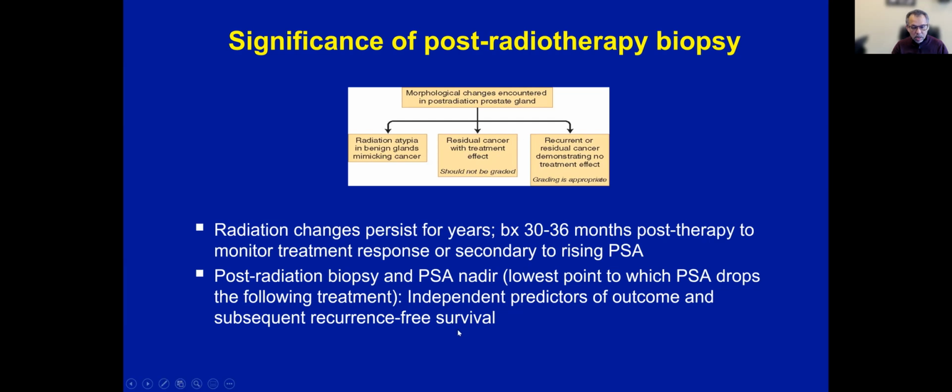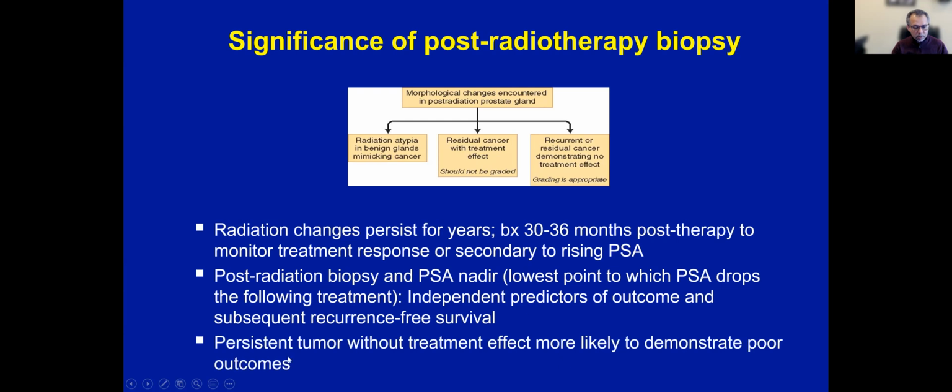So in general, post-radiation biopsy and PSA nadir, which is referred to as the lowest point to which PSA drops following treatment, are independent predictors of outcome and subsequent recurrence-free survival. Patients with persistent tumor without treatment effect are more likely to demonstrate poor outcomes.